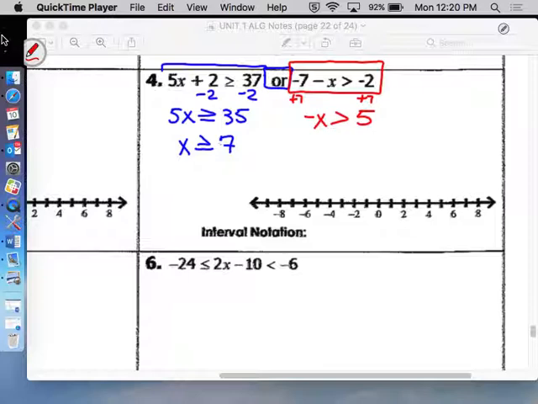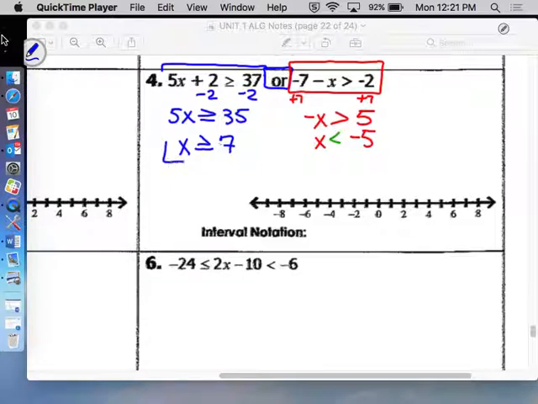So I have negative x is greater than or equal to positive 5. X must be positive, so in order to make that happen, I need to divide both sides by negative 1. That forces x to become positive. 5 is now negative, but since I had to multiply by a negative, the inequality symbol will flip. So now let's go back and graph.